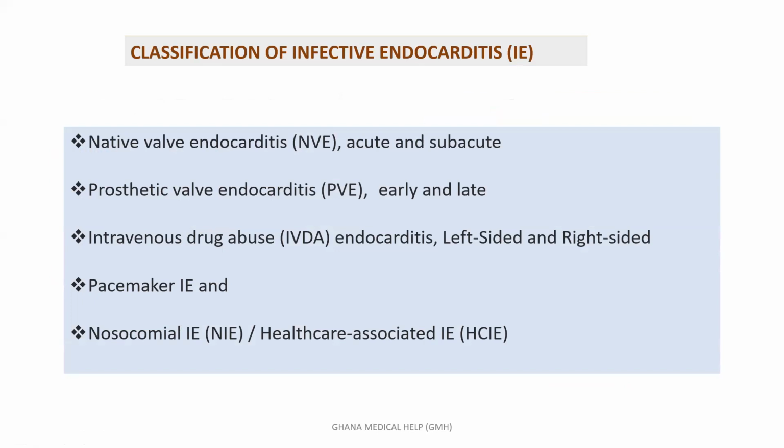So let's move to the classification of infective endocarditis. We have the native valve endocarditis, which could be acute or subacute. We have the prosthetic valve endocarditis, early and late. We have the intravenous drug abuse endocarditis, left-sided and right-sided. We have the pacemaker infective endocarditis. We have the nosocomial and the healthcare-associated.